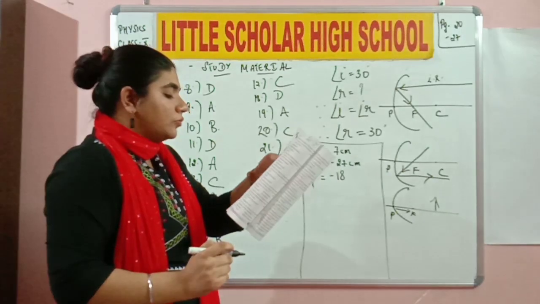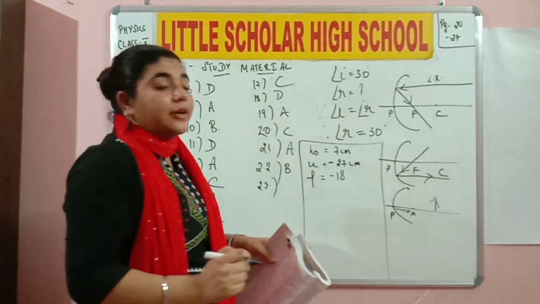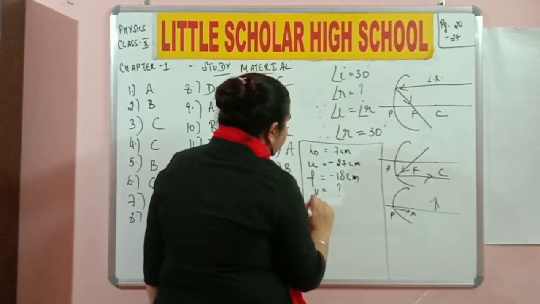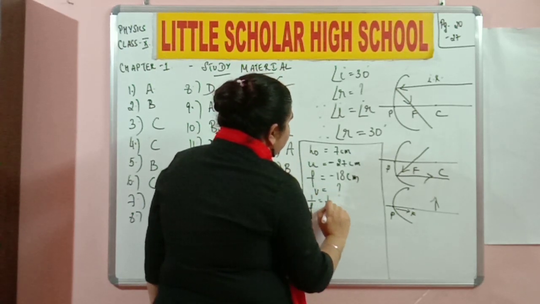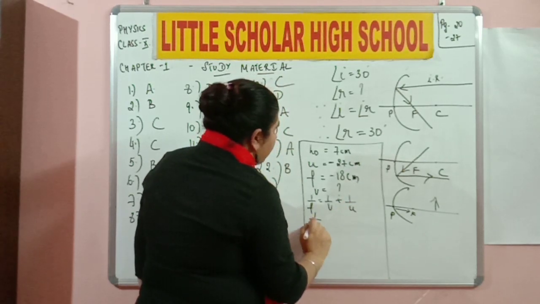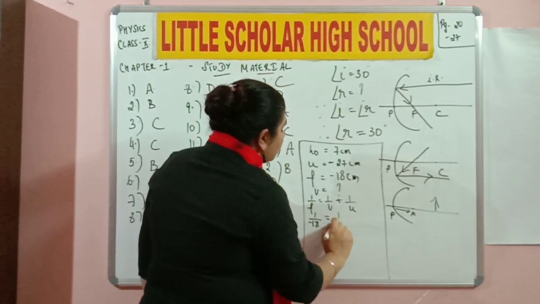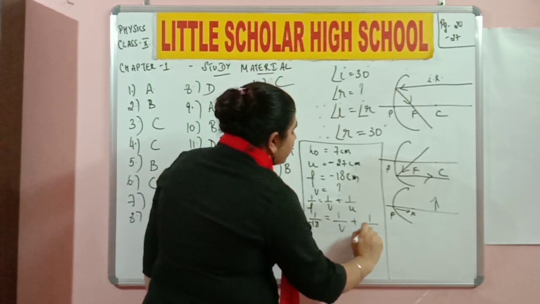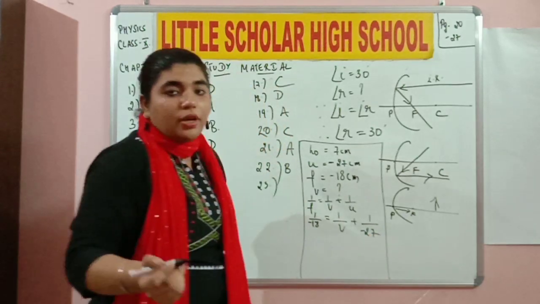Did you understand? So they are asking us to find out the image distance. Okay, so what formula am I going to use? 1 by f is equal to 1 by v plus 1 by u. So this is 1 by minus 18 is equal to 1 by v plus 1 by minus 27.